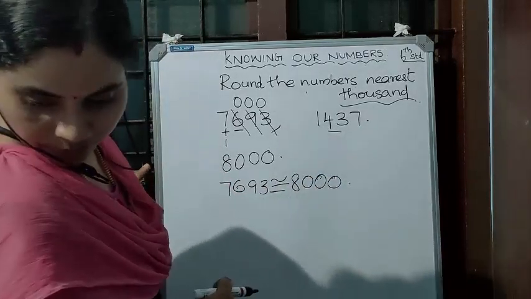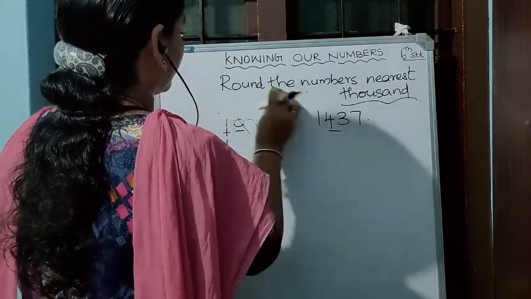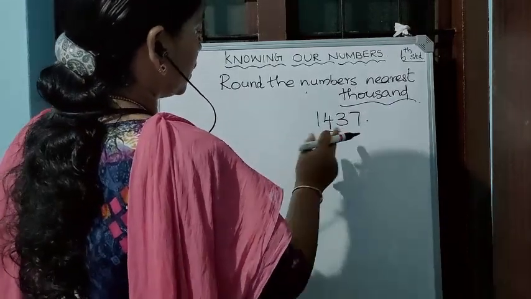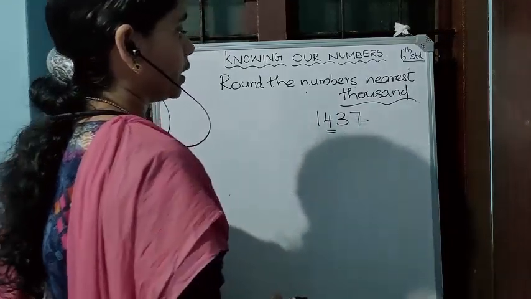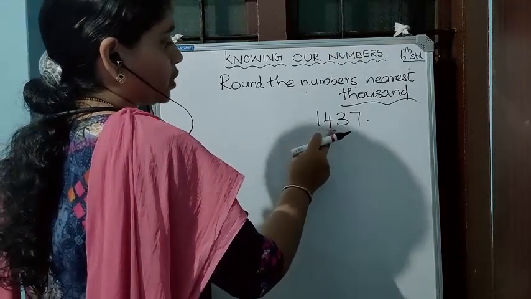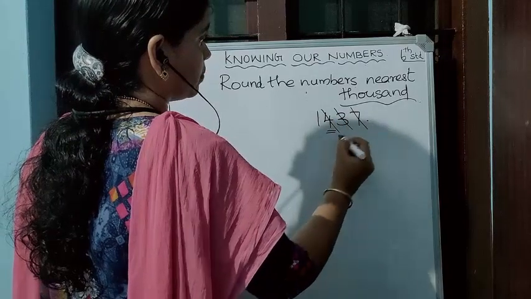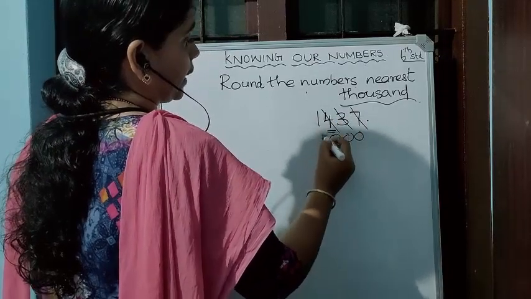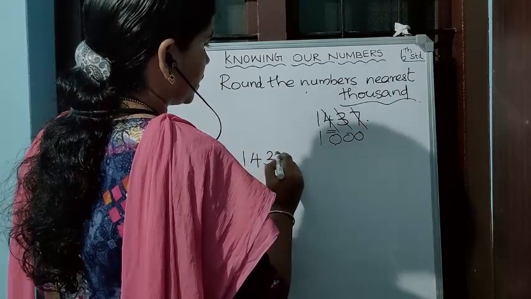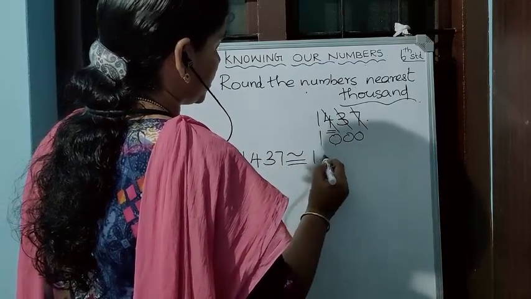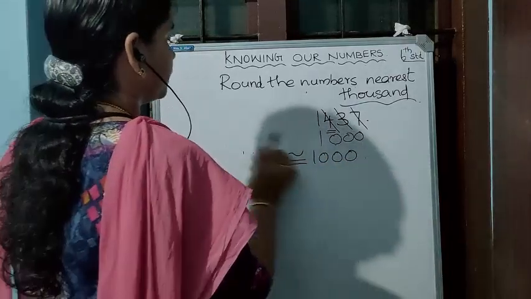Clear? Next one. Let me check with this number. Here the 100 place number is 4. So what will we do? We just ignore these three numbers and write down 1 here. So 1437 is estimated to 1000. Clear?